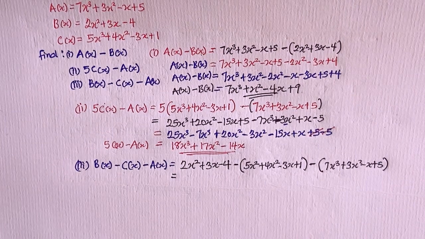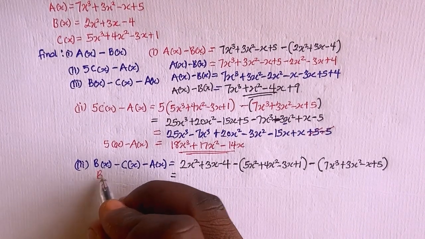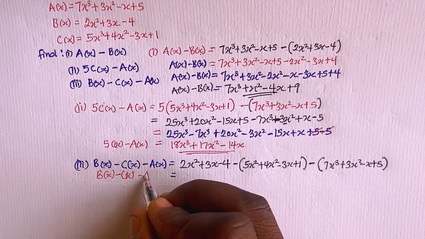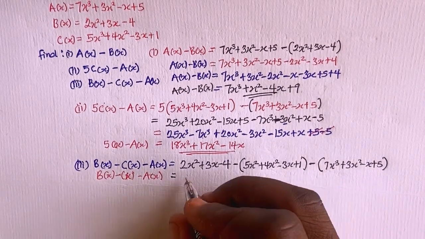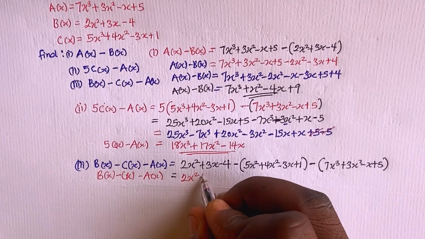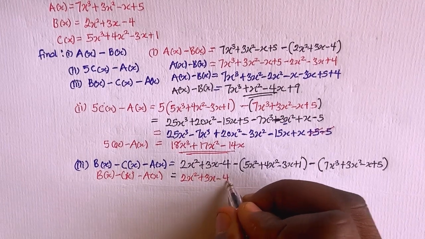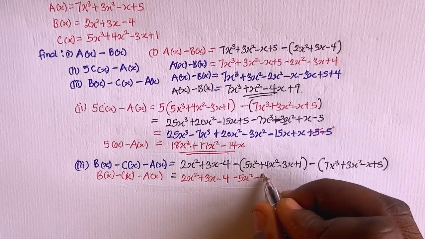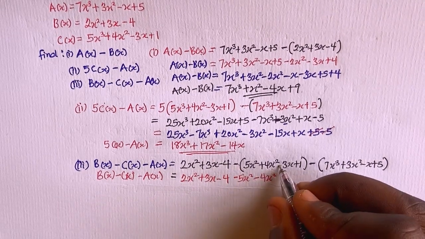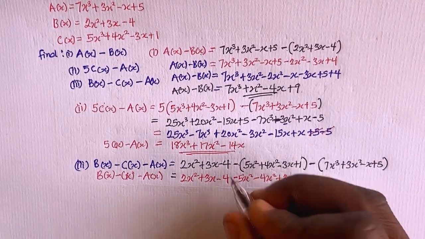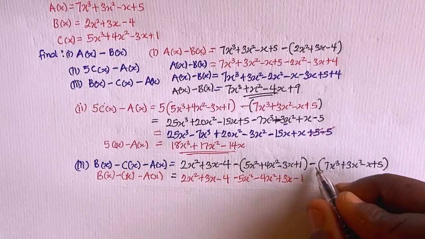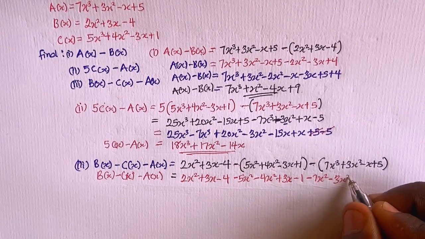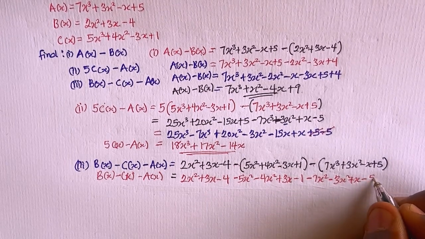So simplifying this expression of b of x minus c of x, then minus a of x, we are going to have 2x squared plus 3x minus 4. Then minus 5x cubed. This time, that's minus 4x squared. This one by minus, that's plus 3x. Then this one times this, that's also minus 1. Then here minus 7x cubed minus 3x squared plus x minus 5.